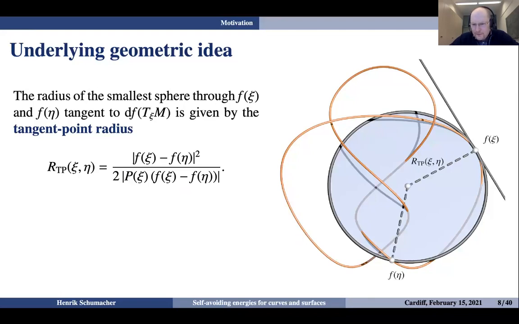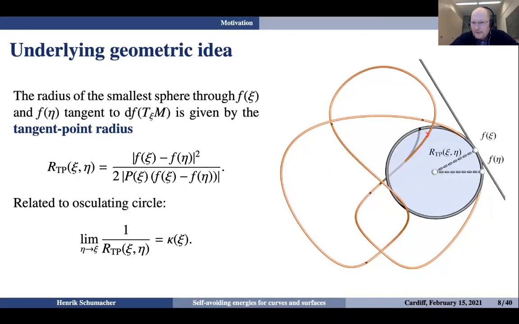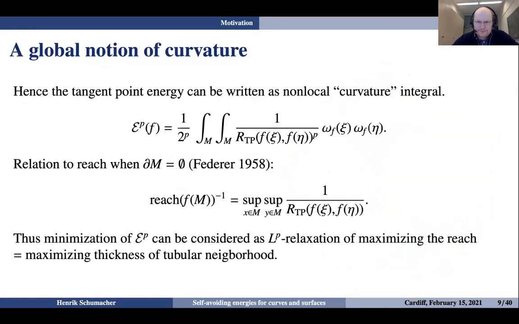And if you move this point eta, or f of eta, to the point f of xi, then this circle comes closer and closer to the osculating circle at the point f of xi. So this radius is the inverse of the curvature, or approaches the inverse of the curvature at the point f of xi. So this tangent point radius is some global notion of curvature radius. And so our tangent point energy has a representation like that. It's a double integral of 1 over the tangent point radius to the power p.